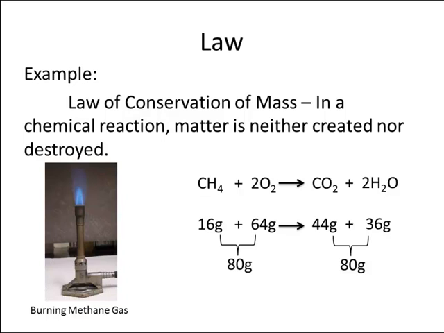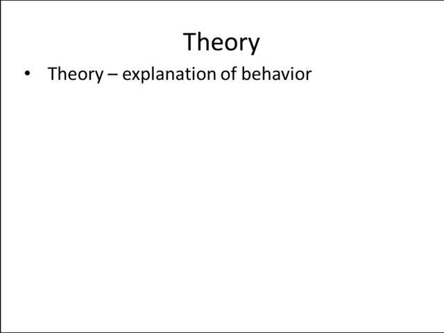This law is just stating behavior of chemical reactions. So by running these chemical reactions, people started to see this trend where what mass they started with was the mass they ended up with. That's how we came about this law of conservation of mass. So law is a summary of behavior. A theory, on the other hand, is going to be an explanation of behavior.